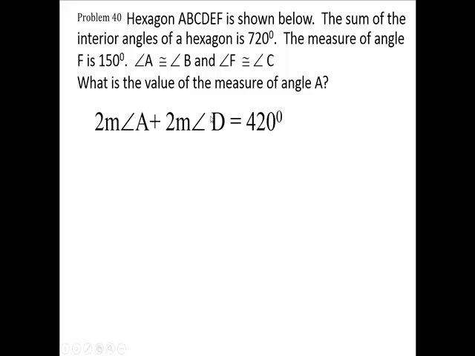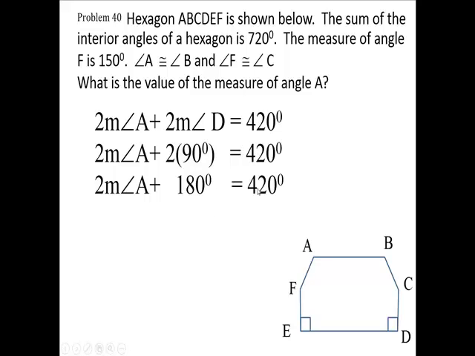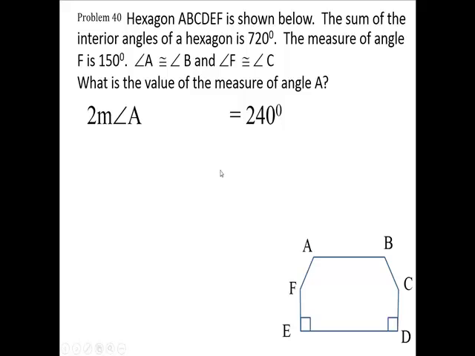Now, going back to our figure, we know that E and D are both how many degrees? They're right angles, and right angles have 90 degrees. So in place of this D right here, I'm going to plug in the measure of a right angle, which is 90. I'm going to double the 90. Double the 90, you're going to get 180. Subtract 180 from both sides. So now I'm getting 2 A's. 2 A's will give you what? Subtract, you're getting 240. So twice A is 240.